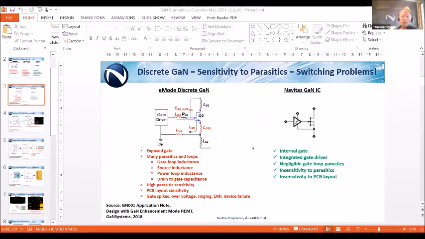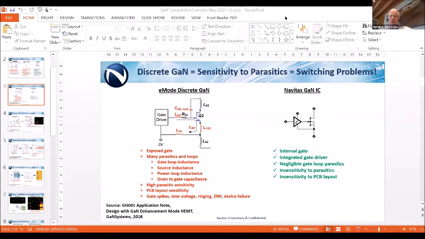to have these problems. Then obviously what we do at Navitas is we have the gate driver integrated. So this loop here to the gate is actually on the IC itself. There's virtually zero gate loop inductance in this path. So we have very clean square wave switching without any ringing or glitching or any of these types of problems.